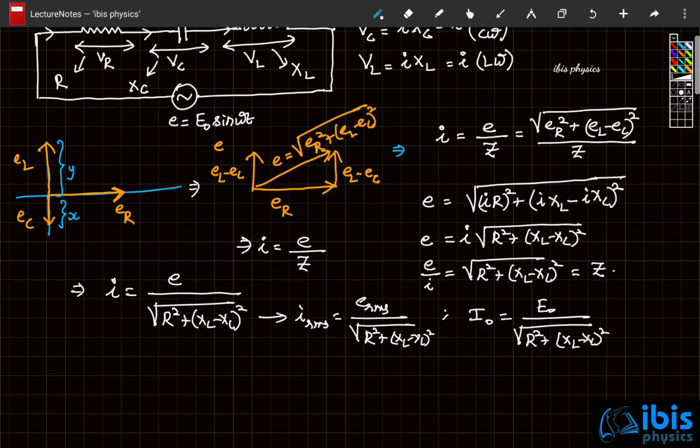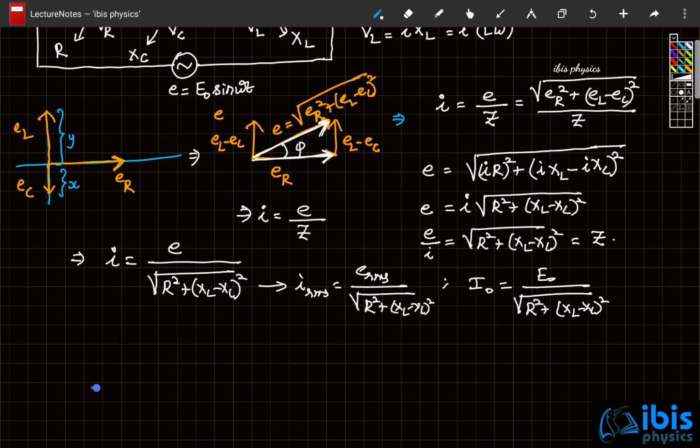So these two things. And here also you see, this is the direction of the resultant EMF. The EMF across the resistor and the applied EMF are in the same direction. So the resultant EMF makes an angle phi with the applied EMF. If you have this diagram, suppose this is the EMF across the resistor, along this direction only the applied EMF will be there. This is the resultant EMF E, which will be equal to root of ER square plus EL minus EC the whole square, and this one is EL minus EC. So this is phi.